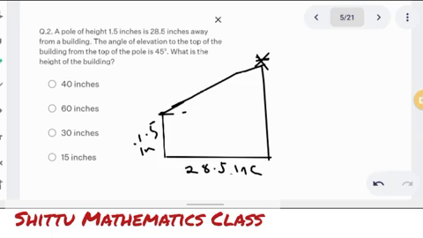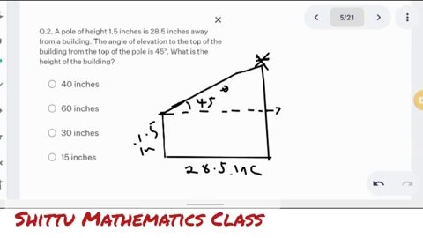So this is the normal eye level of the observer. Are you getting it now? From the top of the building here, the angle made by this line here is 45 degrees. That's what the question says.